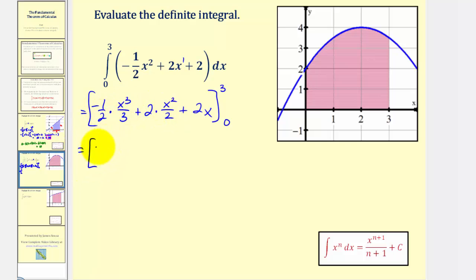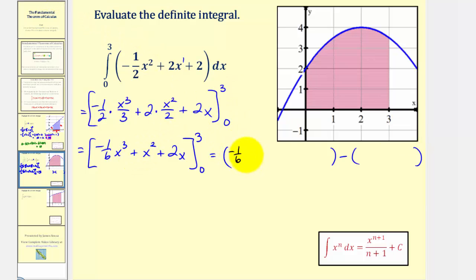So here we have negative 1/6 x to the third, plus this would be x squared, plus 2x. So again, we'll evaluate this at 3, and then subtract the value at 0. So when x is 3, we have negative 1/6 times 3 to the third plus 3 squared plus 2 times 3. And when x is 0, notice how each term would be 0.